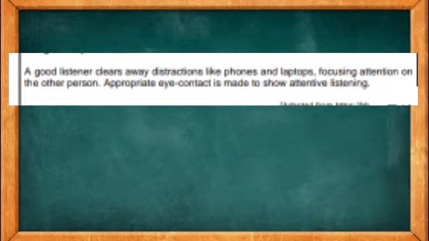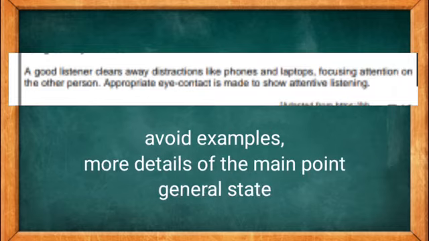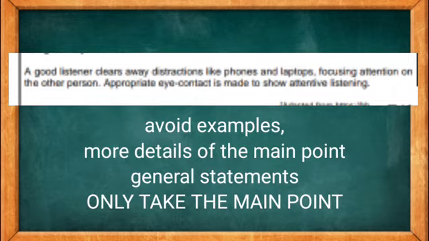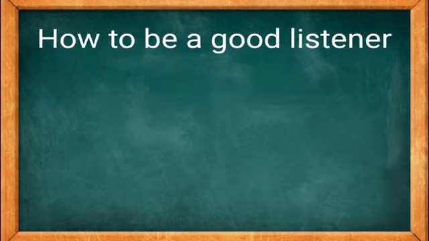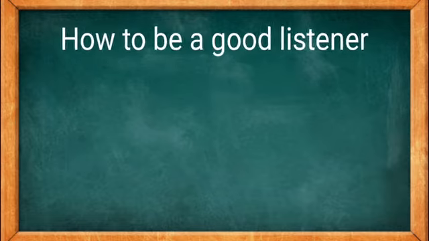Appropriate eye contact is made to show attentive listening. Now remember that when we summarize, we do not include examples or general information or an introduction to the actual facts, but we only pick up the facts that are answering the question. And our question today is how to be a good listener.